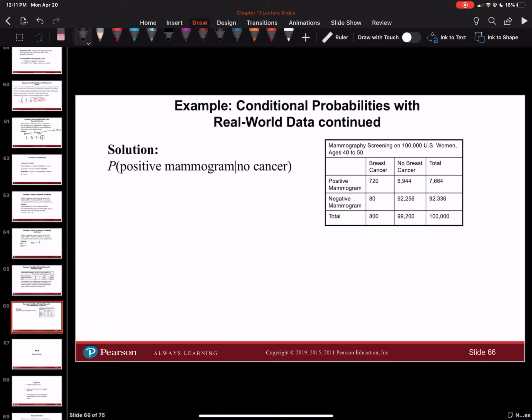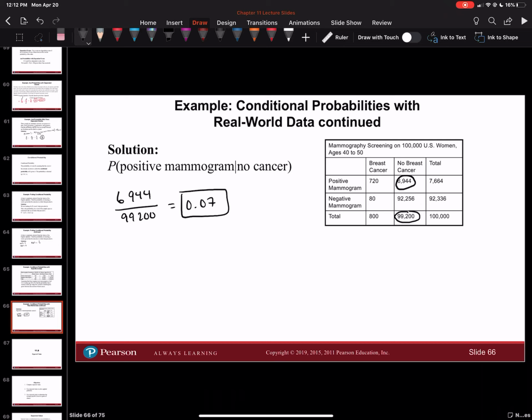So we know that she does not have breast cancer. So we'll use the 6,944. Now, the thing is, we need to do what? Find the overall. Right? So, no breast cancer. We got the total number right here. All right? So we're going to do these two numbers. So we have 6,944, and we're going to put that over what? 99,200. And then we'll get what? 0.07.